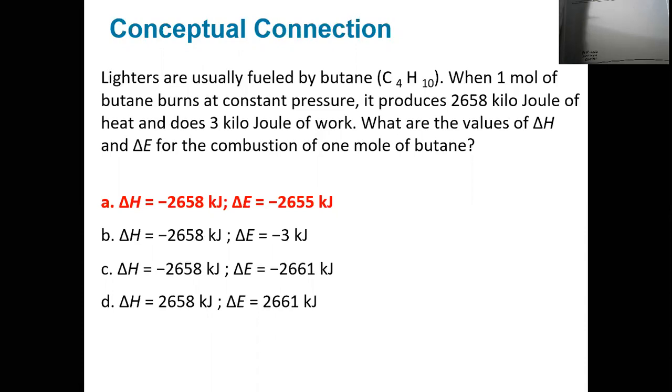Delta H is equal to Q at constant pressure. So we were told that we have this system at constant pressure here. Whatever this Q value is, it produces 2658 kilojoules of heat. That's your Q value, so your delta H value has to be equal to your Q value. But your delta E value is equal to Q plus W. So if your system does 3 kilojoules of work, you're going to have to subtract that work value from the Q value in order to get your delta E value. That's the difference between those two.